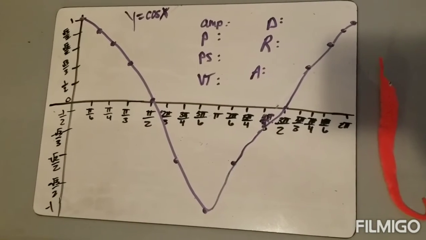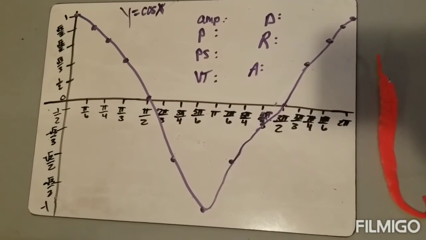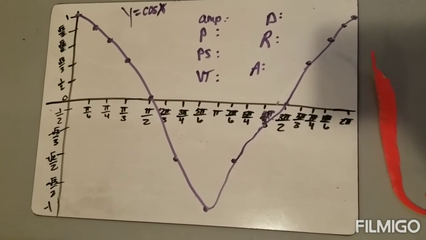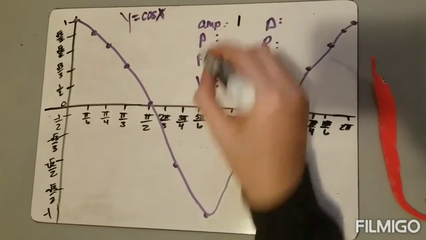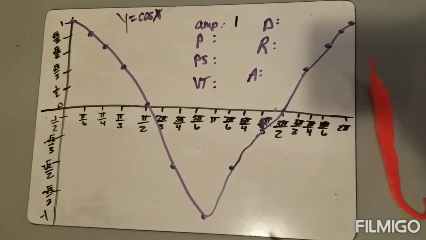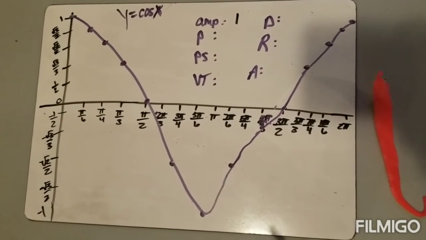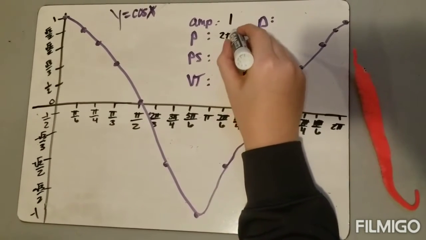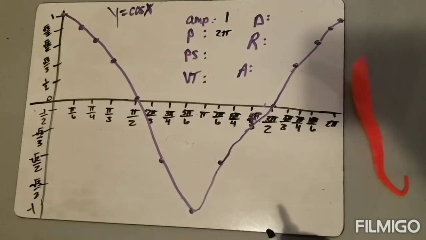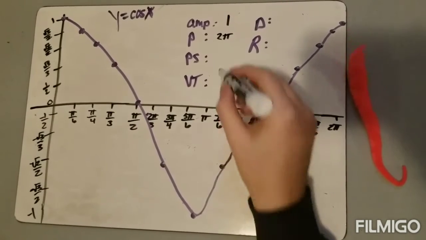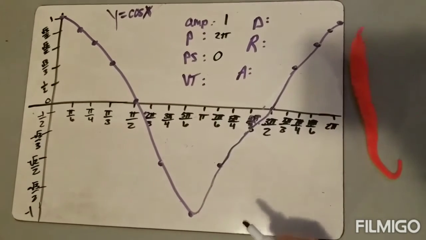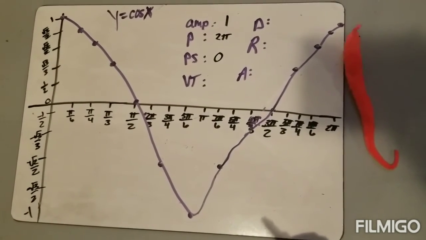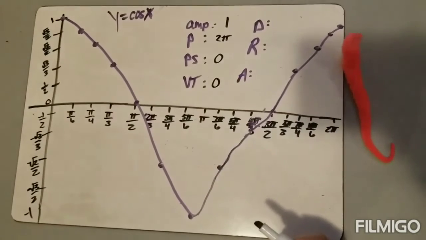So this is the cosine parent graph. The amplitude of this graph is 1. This is because it goes up 1 and down 1. The period of this graph is 2 pi. This is because it takes 2 pi for it to go one full cycle. There's no phase shift for this graph because it does not move to the right or left, and there's no vertical translation because it does not go up or down.